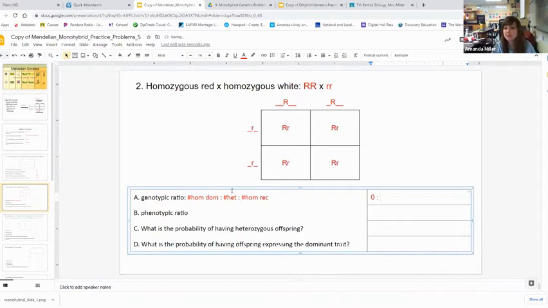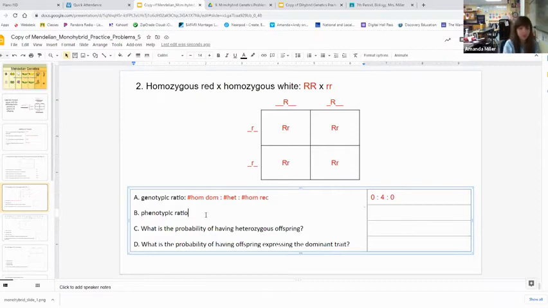My next value needs to be the number that are heterozygous. So I've got 1, 2, 3, 4. And then finally, I want to find the number that are homozygous recessive. So not here, or here, or here. So that value is also 0. 0 to 4 to 0 is my genotypic ratio.